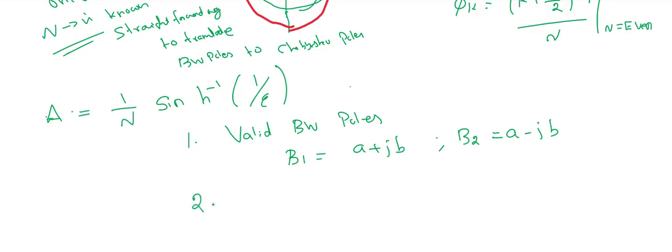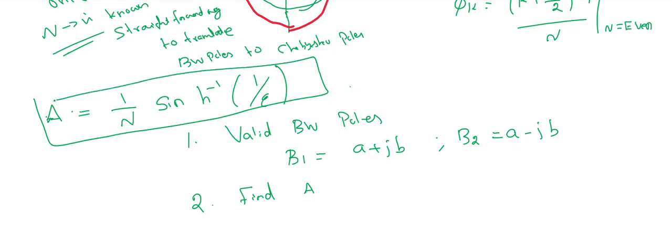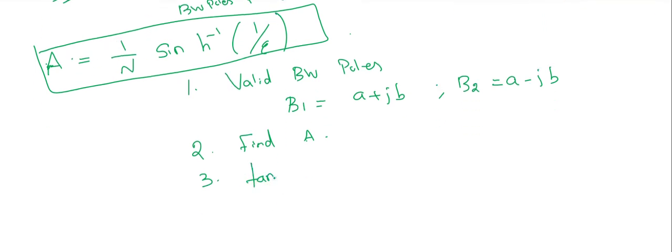Then the second step, you find A. So A, we know that this is A. What is A? The design parameter. The design parameter A can be determined, once the n is known, using sinh inverse of 1 by epsilon. Find A, the design parameter A. The third step, you find tanh A and cosh A.